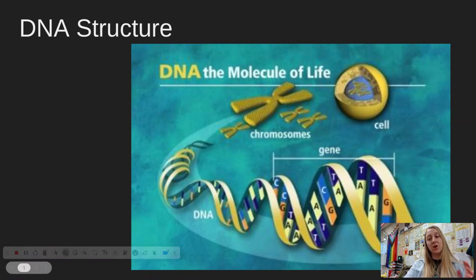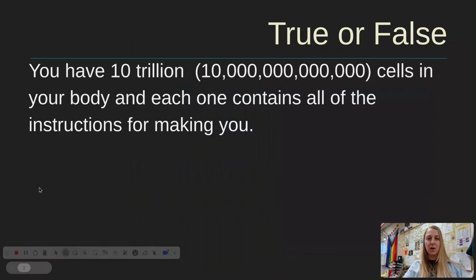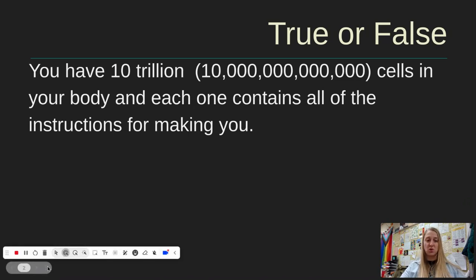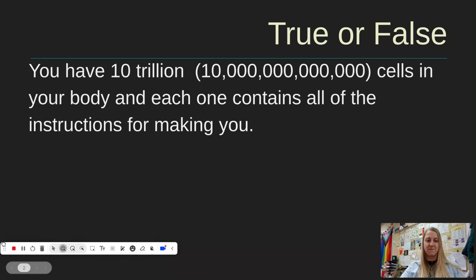These first couple slides are not on your notes. They're just sort of to get our minds in the right place. So what do you think? True or false? And by the way, this is sort of more fun when we're having the discussion as a class, but whatever. We're still doing it anyway. So what do you think? True or false? You have 10 trillion cells in your body, and each one contains all of the instructions for making you. What do you think? Is that true or is that false?